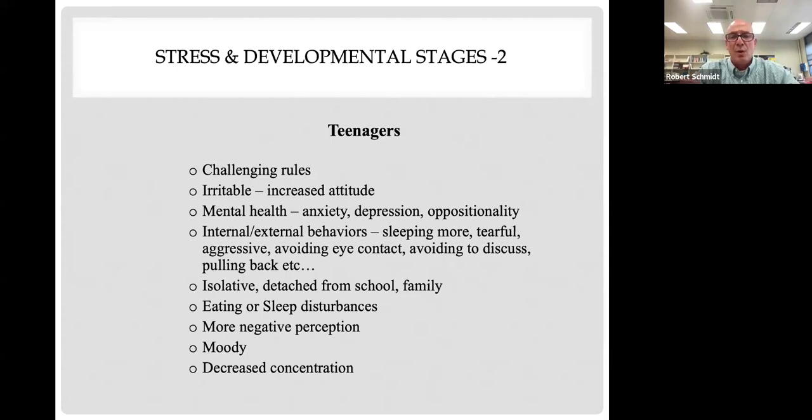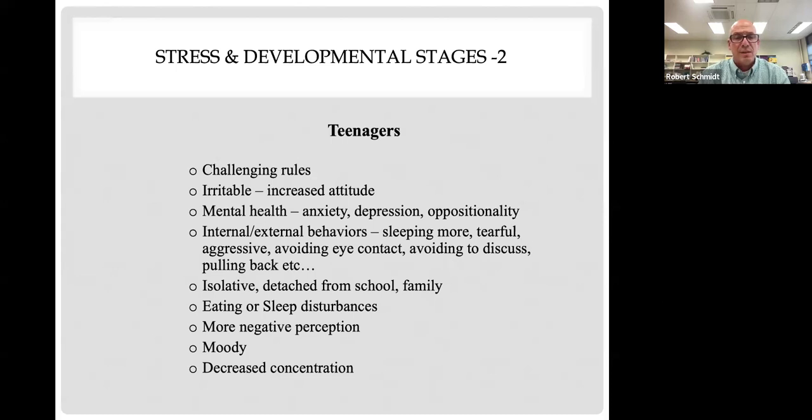So again, these are noticeable internal or external changes in behavior that need to be identified and addressed before the child begins feeling isolated inside, like nobody's picking this stuff up. So they're going to send us messages, and it's our job to pick those things up. Isolative, detached from school or family, feeling like I don't belong. I'd rather be alone, not go to school. Nobody really cares. Those kinds of attitudes and changes that are verbalized.